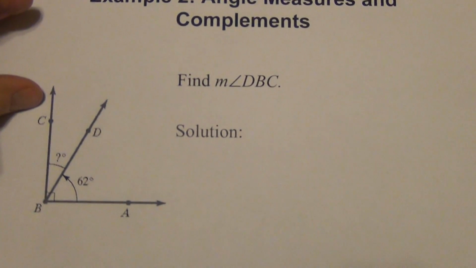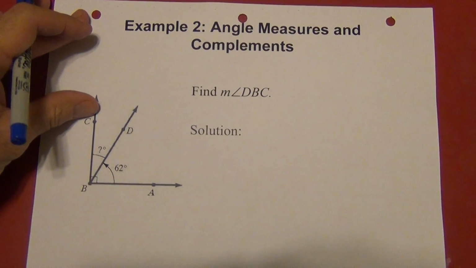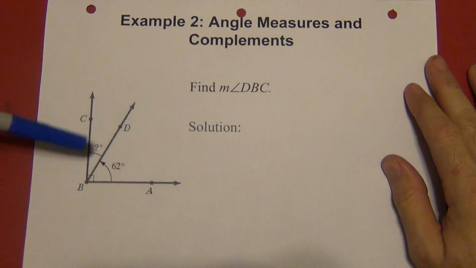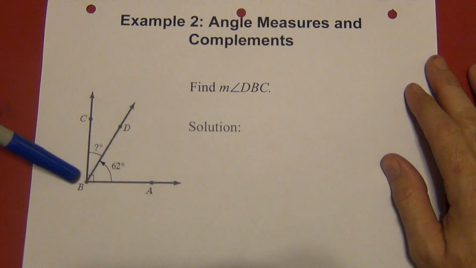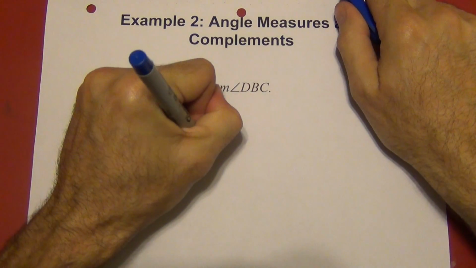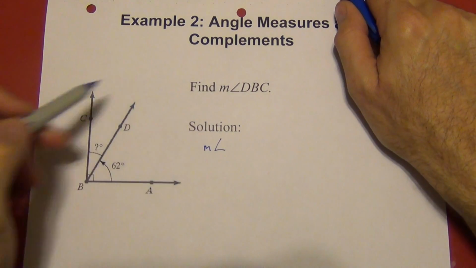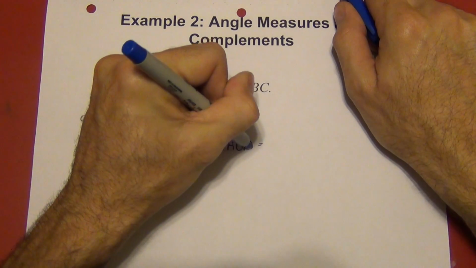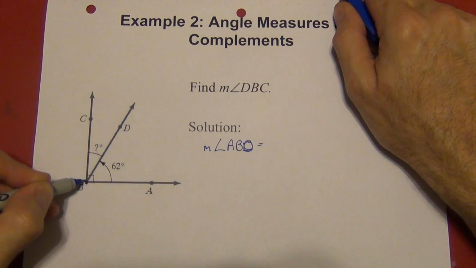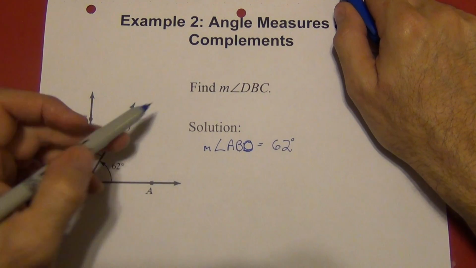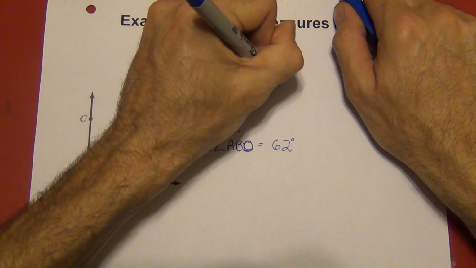Okay, so example 2, angle measurements and their complements. I've got AB is a ray, and BD is a ray, BC is a ray. They all share the common vertex of B. It tells us that the measure of angle, and that little m there means measure, the measure of angle ABD, because remember the vertex is in the center, is 62 degrees, and we're looking for the measure of angle DBC. This is what we're trying to find.